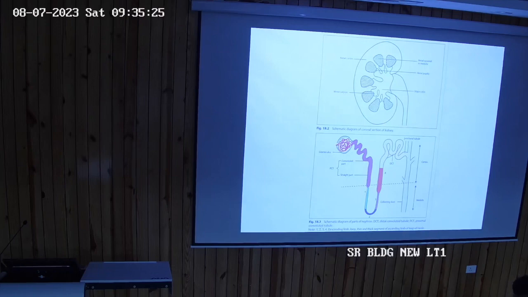Now this angiotensin 2, where is it acting? On the glomerulosa of the suprarenal glands, secreting the hormone aldosterone. This aldosterone acts over the distal convoluted tubule and absorbs sodium and water. Absorbing sodium and water increases the blood pressure.